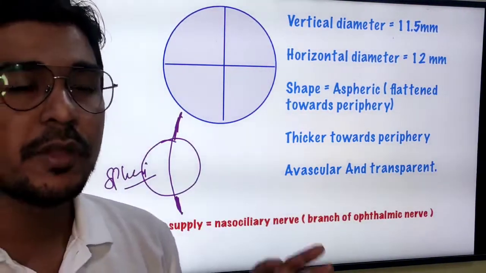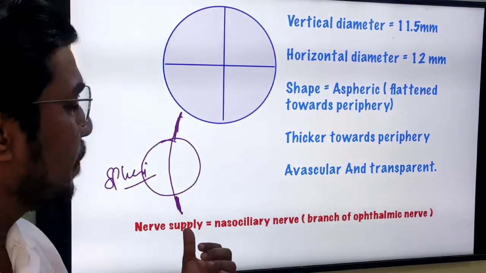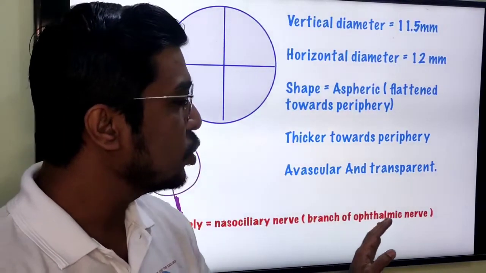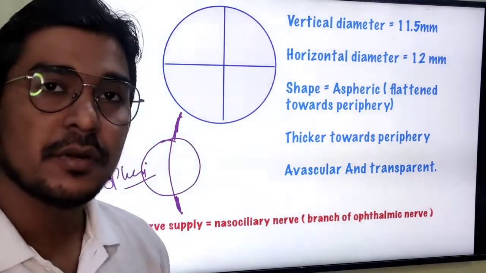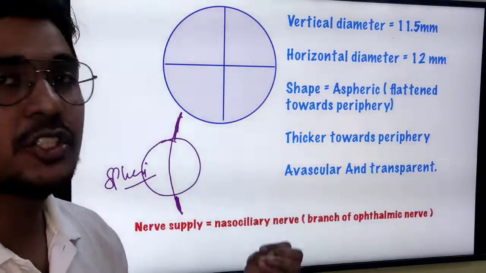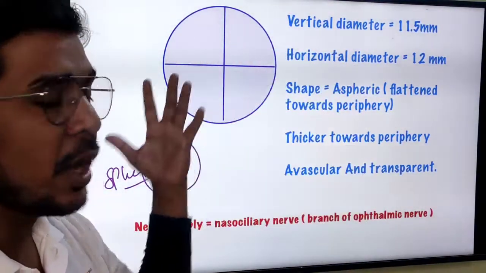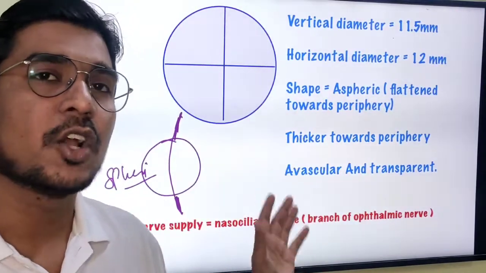The most important thing is its nerve supply. This nerve supply is by the nasociliary nerve. It is a branch of the ophthalmic nerve, which in turn is, obviously, a branch of the trigeminal nerve. It's the first branch of the trigeminal nerve. And that's how we have completed our first sip, corneal anatomy.